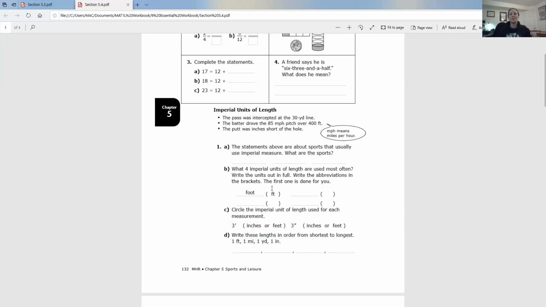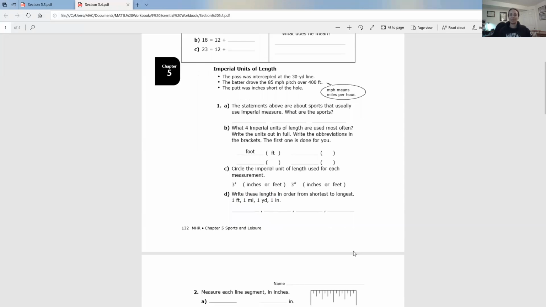So try and figure out, we've already figured out that FT is foot. See if you can figure out what MI is short for, YD and IN, okay? And one of them's already listed. So try and come up with those imperial measures. Your parents can definitely help you with those.